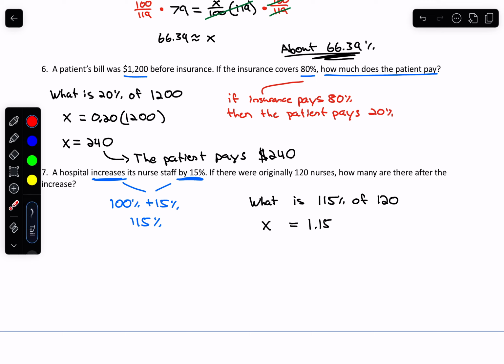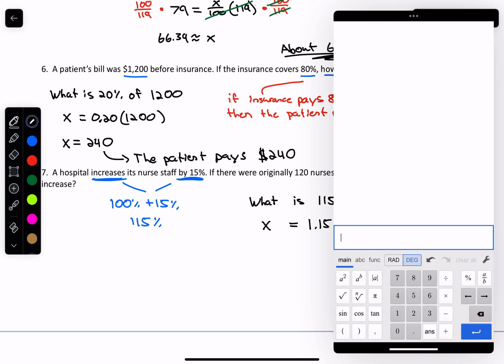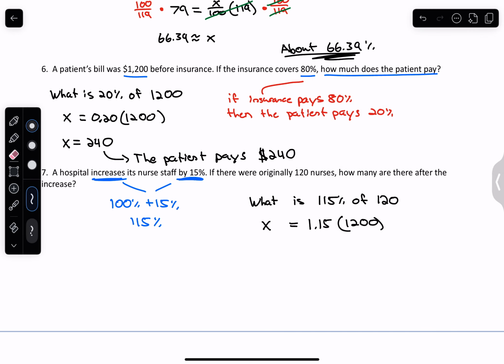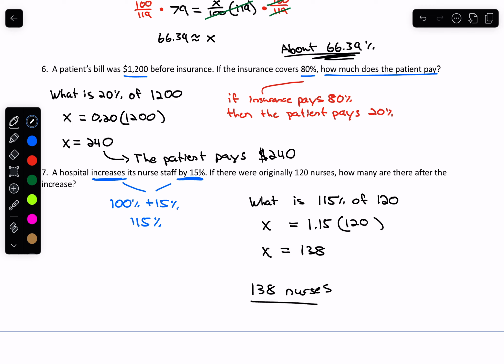So this is going to translate to x equals 1.15, because I moved the decimal place on the 115 twice to the left to get 1.15. 1.15 multiplied by 120. Oh, not 1200, sorry, 120. So 1.15 times 120 gives me 138 nurses. So 1.15 times 120 gives me x equals 138. So how many are there after the increase? There's now 138 nurses at this hospital.